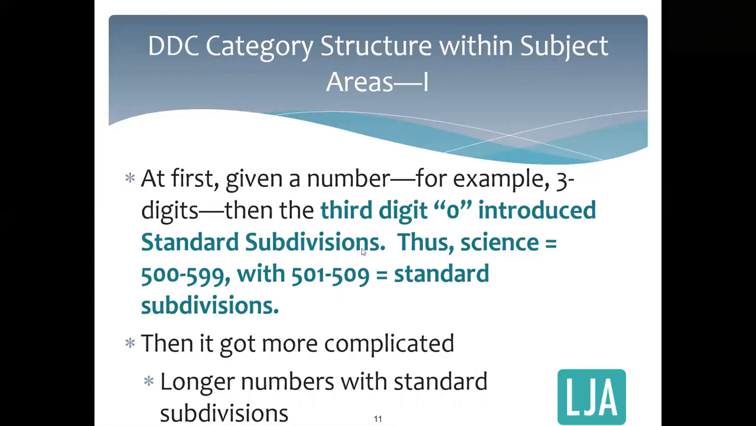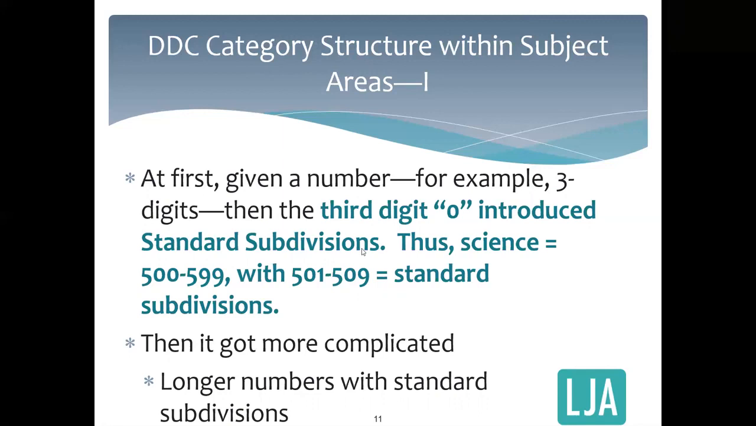If you are given a number, and this will be your first 3 digits, the third digit 0 is what introduces the standard subdivisions. Now, this is true for most things, but it gets a little bit more complicated when you get to some of the other things. I will just say again, follow the hierarchy, follow the hierarchy, follow the hierarchy. If you end up in some area of Dewey that does not follow this pattern, and they're doing all kinds of revision, you follow what it tells you to do in Dewey at that time. So follow the hierarchy, follow the notes, do what it tells you to do.